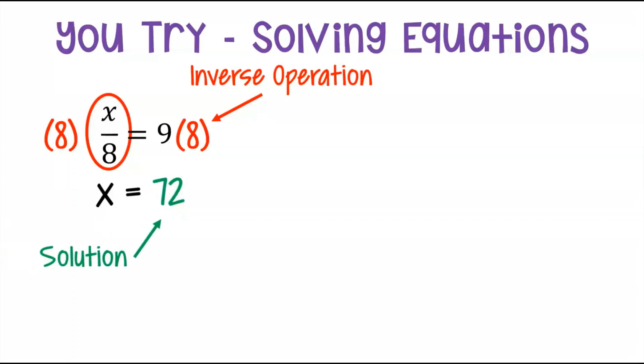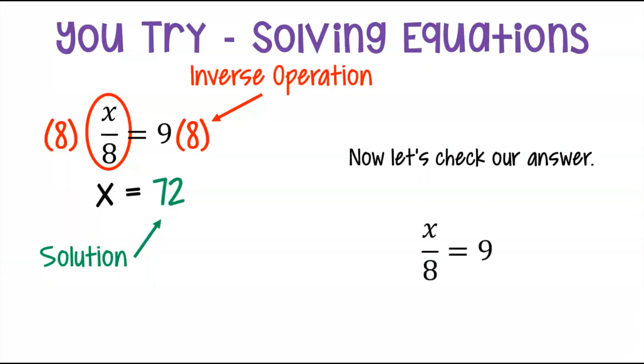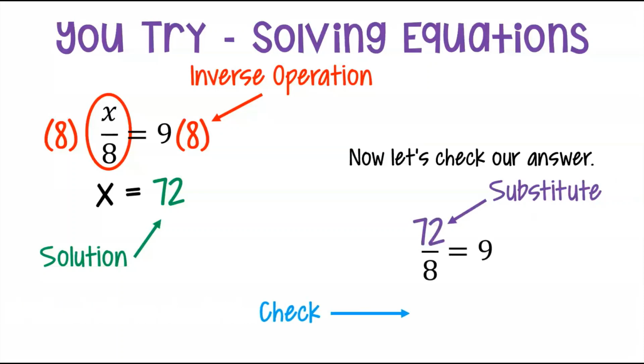That is our solution. Now to check that, and don't forget that's a very important step and a requirement for this unit. We're going to replace or substitute in 72 where x was. Then we're going to do the math, and 72 divided by 8 actually equals 9. Since I got 9 on both sides, I know I'm good to go.